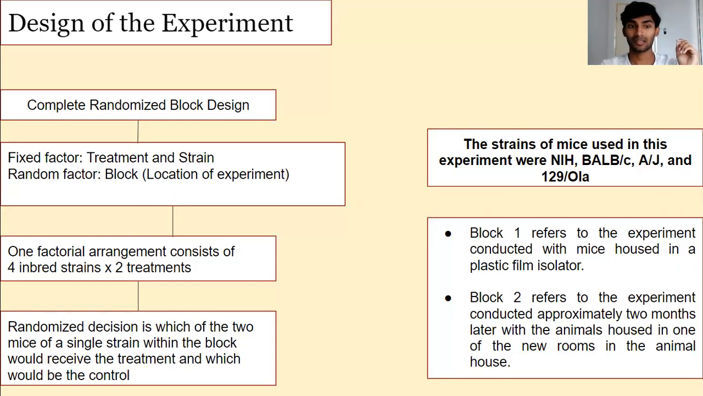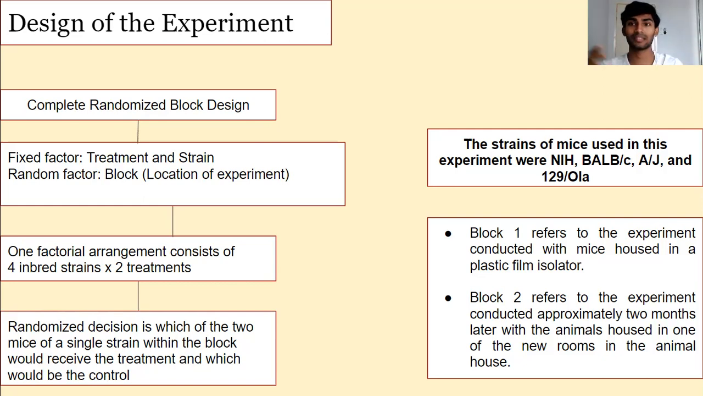So the next part is important. The randomized decision here is which of the 2 mice of a single strain within the block would receive the treatment and which would be the control. The strains of mice used in this experiment were NIH, BLB-C, A-J, and 129-Ola. Block 1 refers to the experiment conducted with mice housed in a plastic film isolator. Block 2 refers to the experiment conducted approximately 2 months later with the animals housed in one of the new rooms in the animal house.